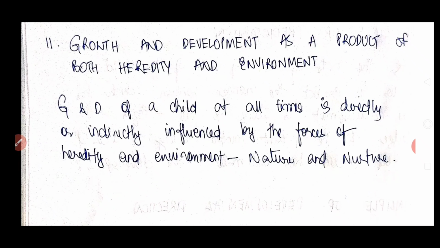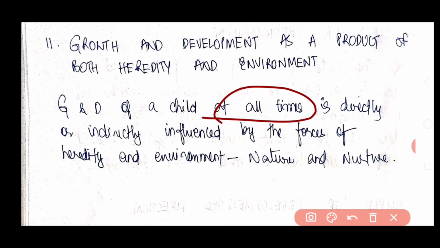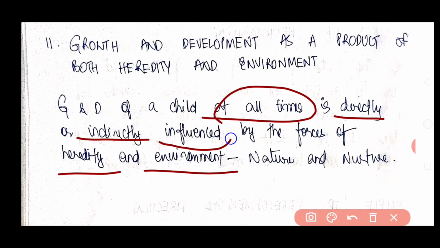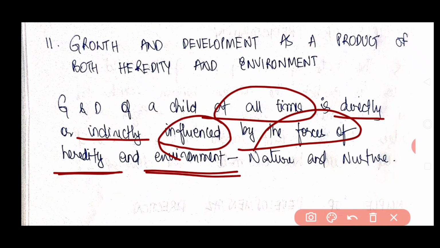Growth and development as a product of both heredity and environment. You must know that growth and development of a child at all times is directly or indirectly influenced by the forces of heredity and environment, both nature and nurture. No doubt about it.